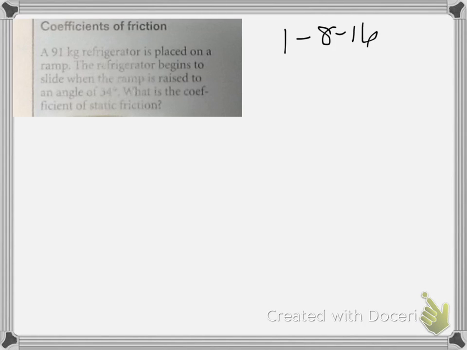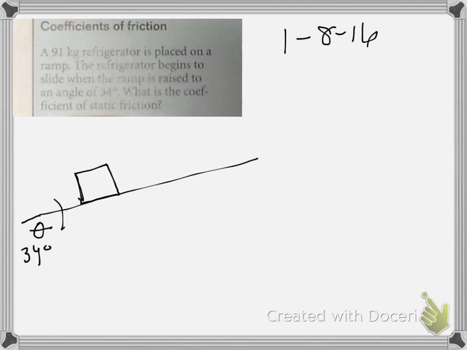1/816. So a 91 kilogram refrigerator is placed on a ramp, and the ramp is raised. And when the ramp gets to 34 degrees, suddenly the refrigerator starts to slide down the ramp. You'll be wanting to write this down. So what we want to know is, what's the coefficient of static friction between this refrigerator and this ramp?